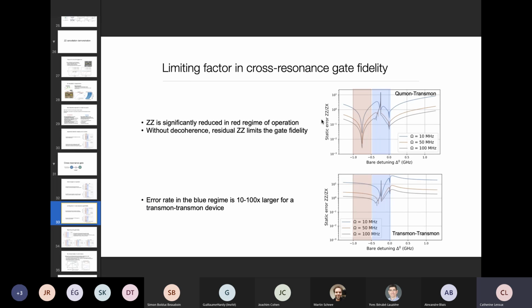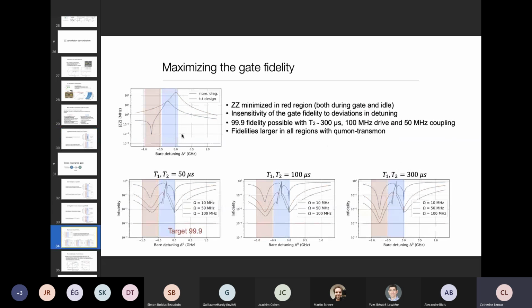Here we also looked at the ratio between ZZ over ZX, so basically the ratio between the ZZ error over the gate rate. And again, we can see that in the regime that we identify, this error rate is very, very small compared to the standard regime of operation. So that's an indicator that this is a good regime. Of course, this doesn't assume any decoherence for now.